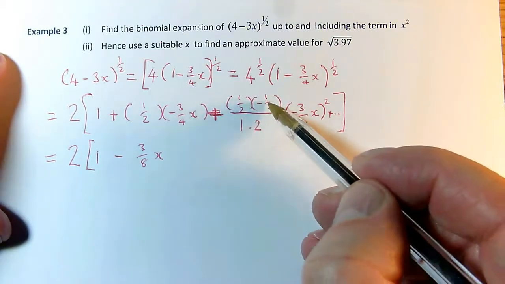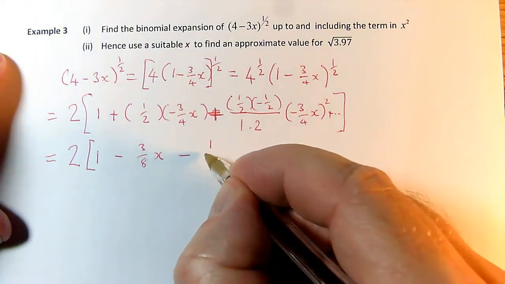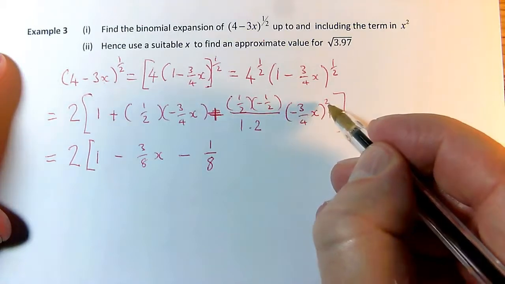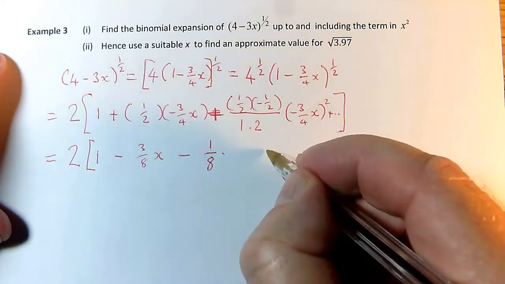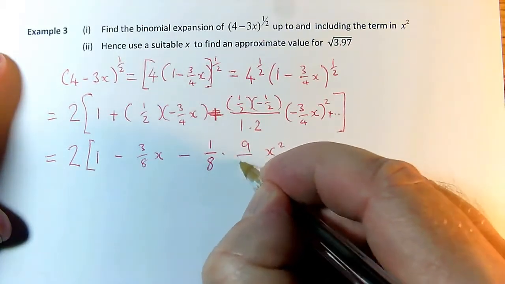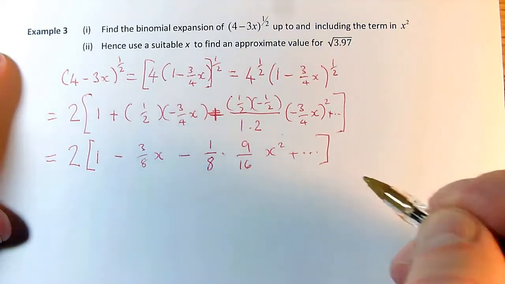So I've got a half times minus a half, divided by 2. I can do that on my calculator if I like, or I can do it in my head. It's minus an eighth. Then I've got a negative number being squared, so that's actually going to end up being positive. It's going to have x squared, but the 3/4 is squared as well, so it's 9/16. And that's plus dot dot dot inside the squared brackets.